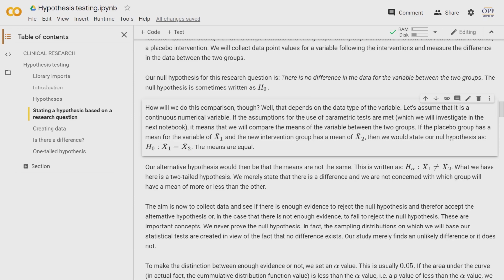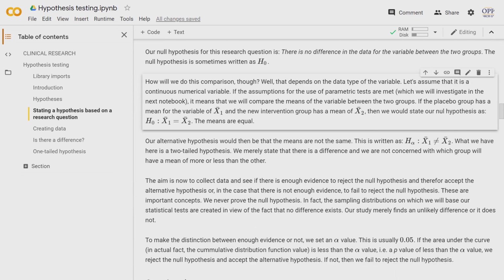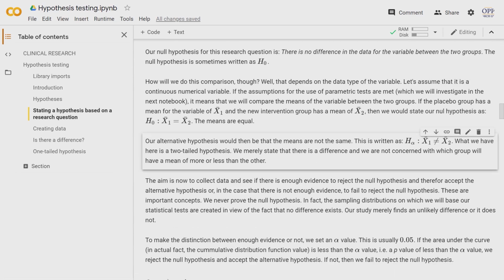So I have these two means, so that I can write the null hypothesis as we've written it here. H sub 0, my null hypothesis, is that the mean for group 1 equals the mean for group 2. The means are equal. That means my alternative hypothesis, which is written like this most of the time with this alpha subscript, is that the two means are not equal to each other.